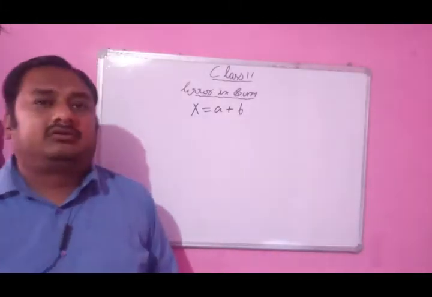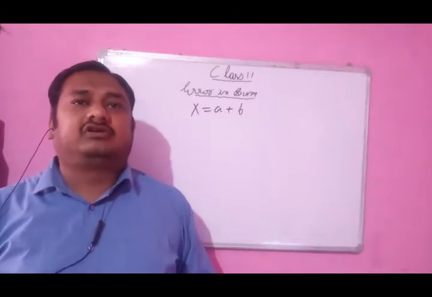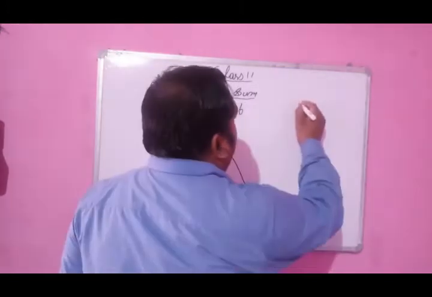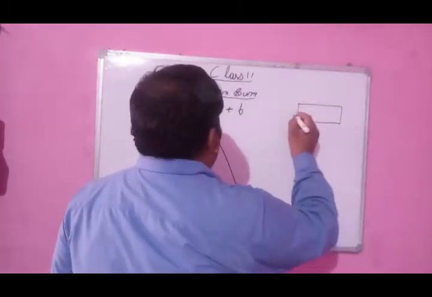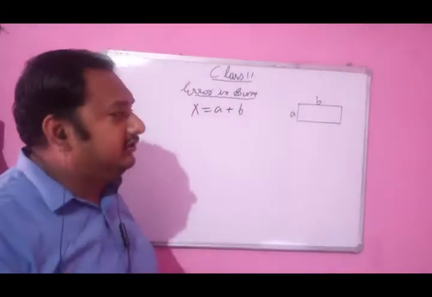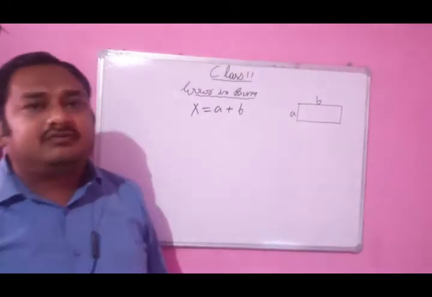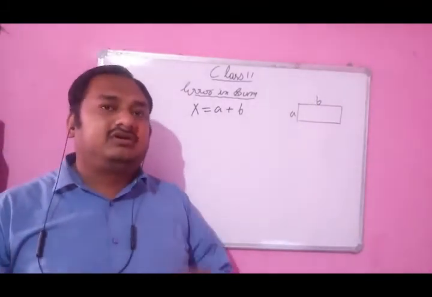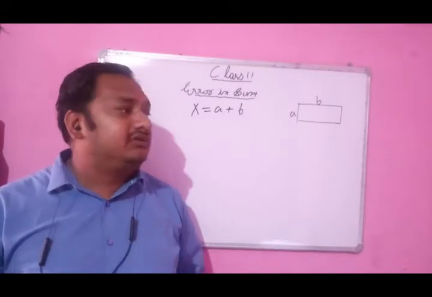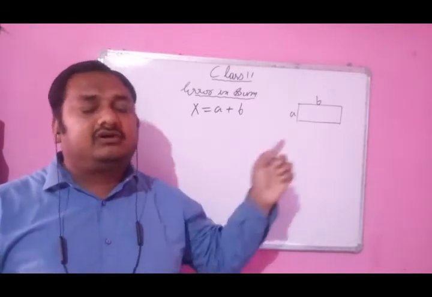Dear student, today we are going to learn the error in a sum of some physical quantity. Suppose this is a rectangle of sides A and B, and you are asked to measure the sides A and B. From our previous knowledge, whenever we measure some absolute value, there are some errors associated with it.